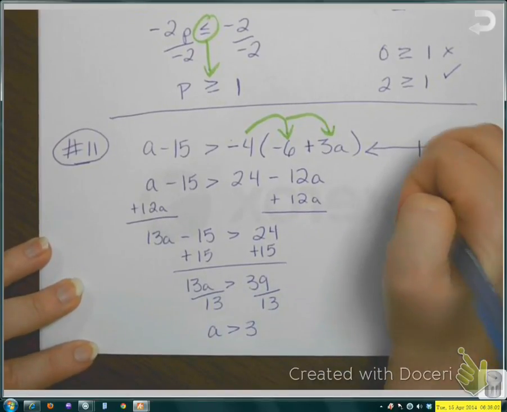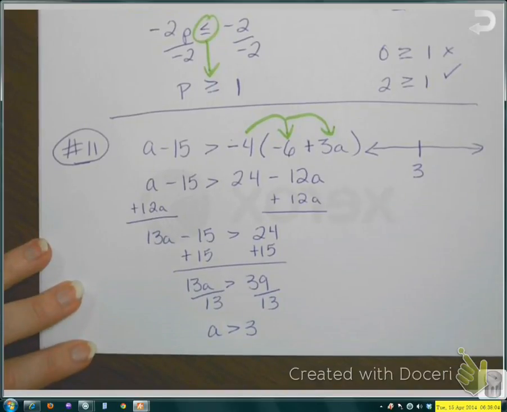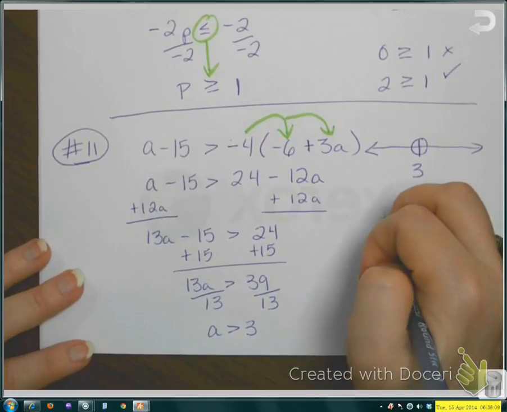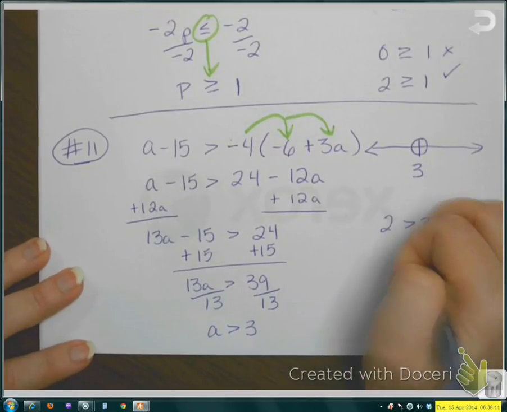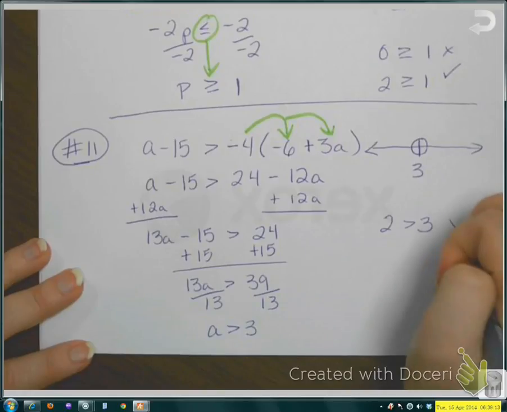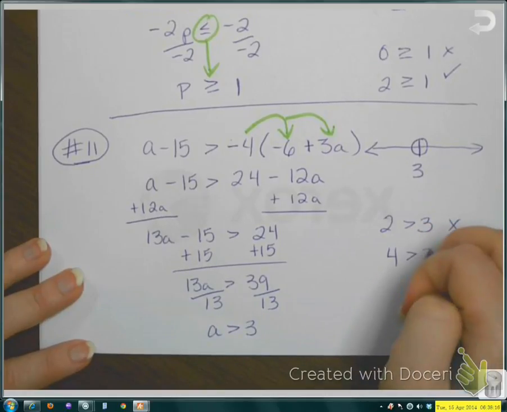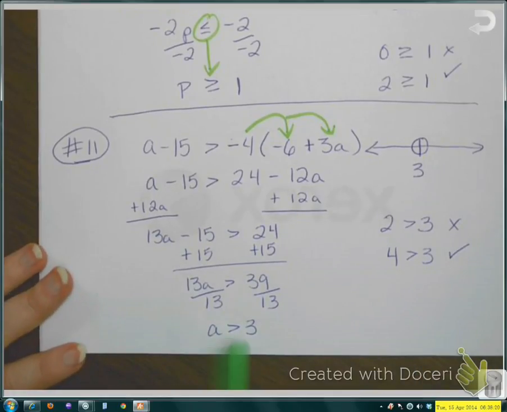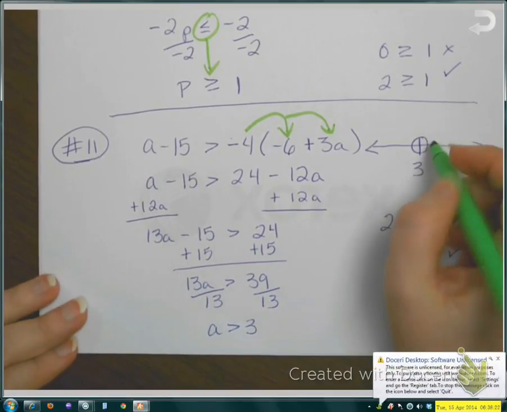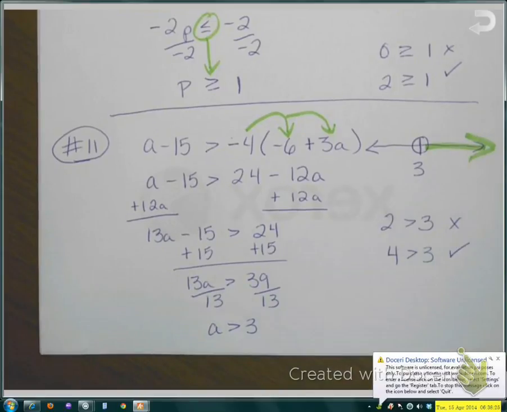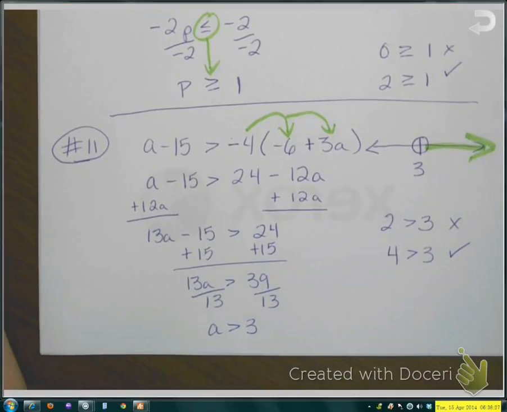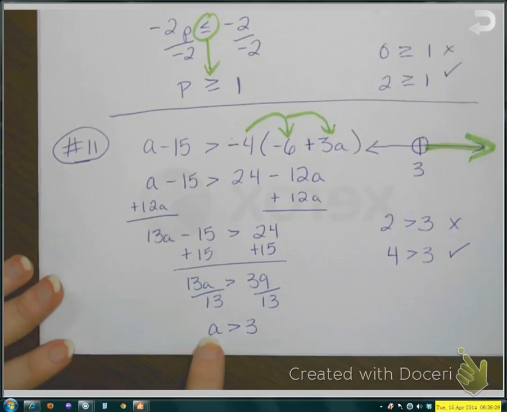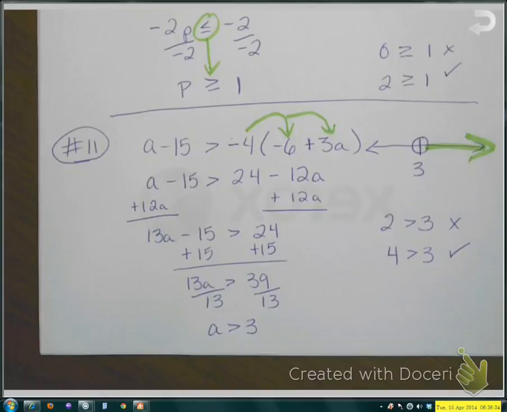Put 3 on the number line. What kind of dot does the 3 get? Very good. Open. And now do your check. 2 is to the left. Is 2 greater than 3? No. 4 is to the right. Is 4 greater than 3? Yes. And notice the arrow does point the way, and we're going to shade to the right. The arrow pointing the way, remember, only works if the variable is first. The variable must be first. And this concludes our lesson on linear inequalities.